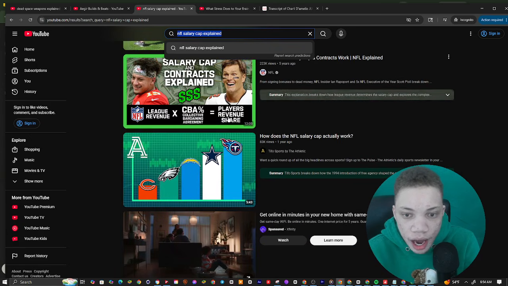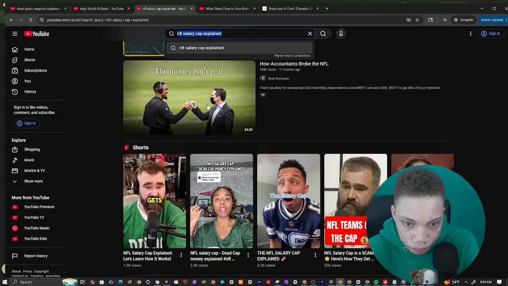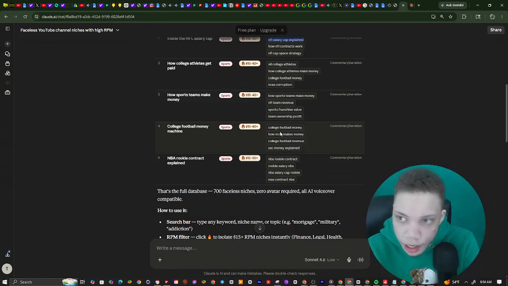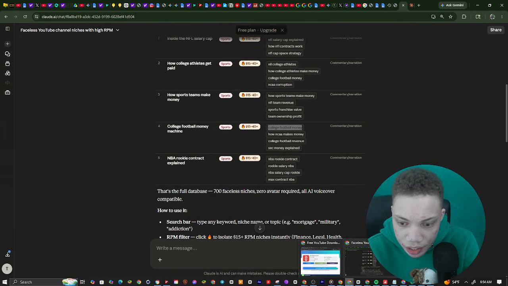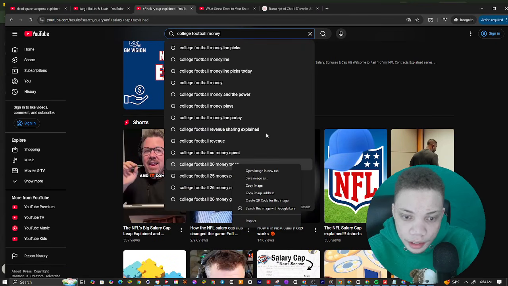So how much the players are basically making in salary, and a cap breaker. But yeah, you can see the market stats. All right, so if we wanted to, we have another one, college football money. You can see how much college football players are making and how much the college league gets paid. That would be a great niche right there.